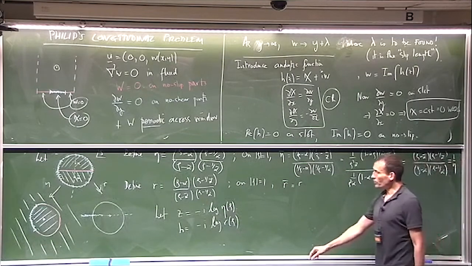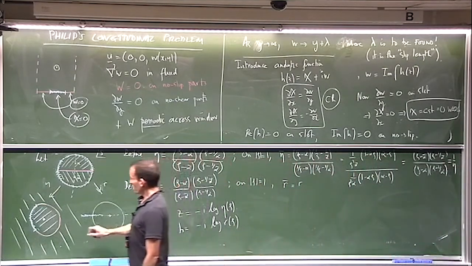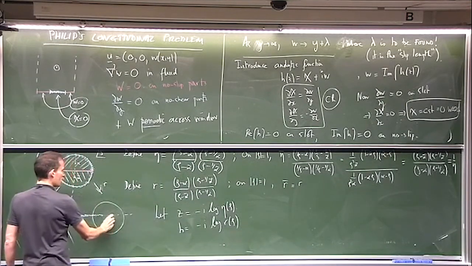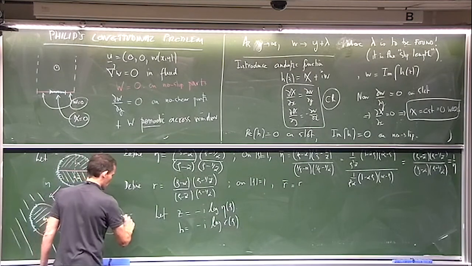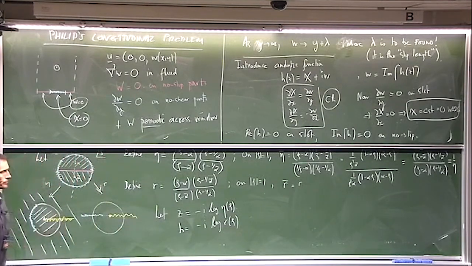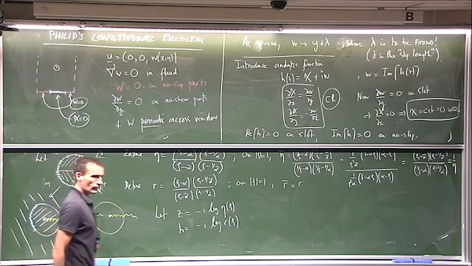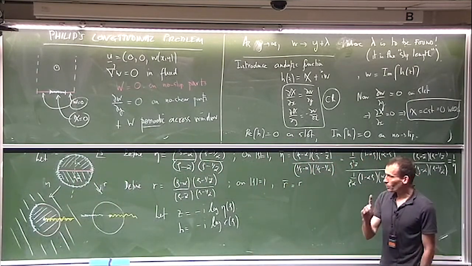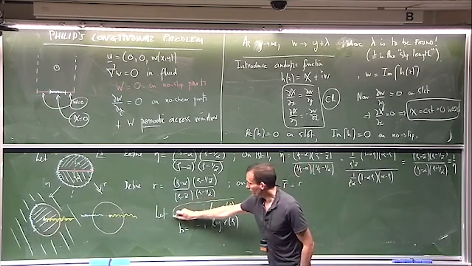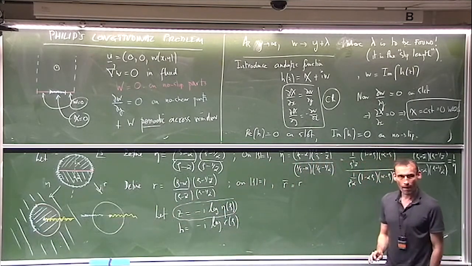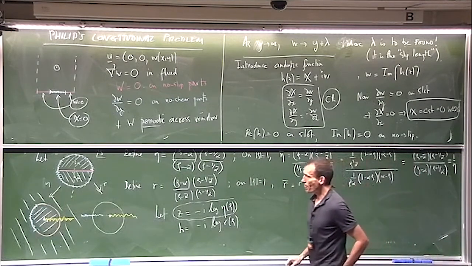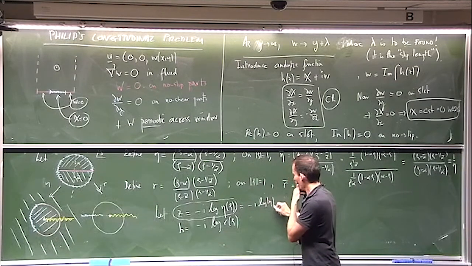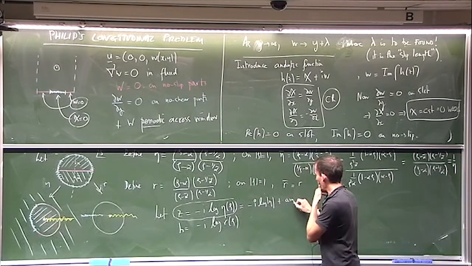And I'm going to pick the branch of the log to be along here, and then actually that forces it to be somewhere along, I think it forces it to be along the same one. But let's look at what this one does. Well, let's write it like this: minus i log mod eta plus arg eta.